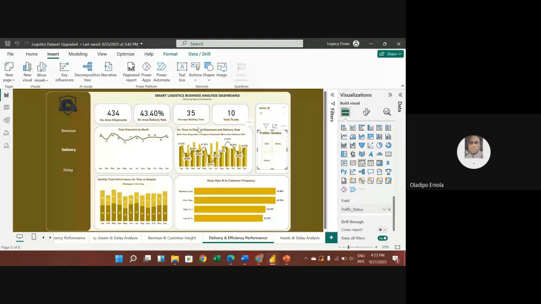Where's this? Delay rate percentage by customer frequency. Then I'm looking at medium 4 to 6, one time, high 7 plus, low 2 to 3. I think you need to define the frequency bands. I don't understand what all that means. Do you understand where you have the delay rate percentage by customer frequency? I don't understand the title also. I don't know what this chart is talking about.